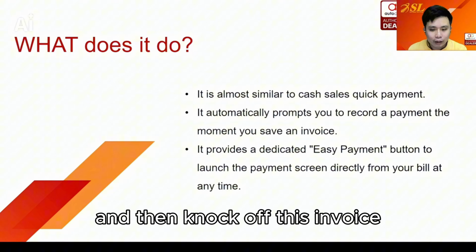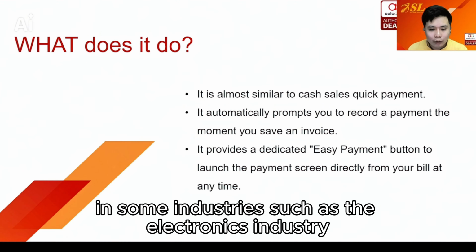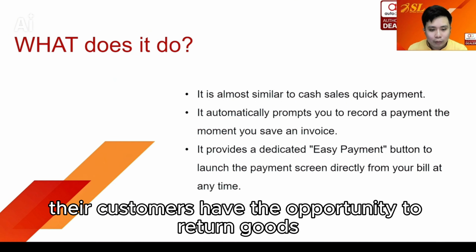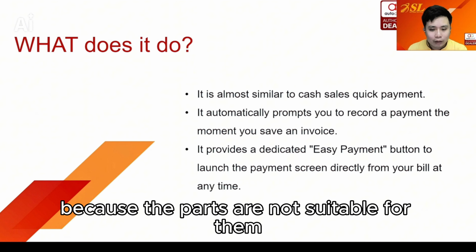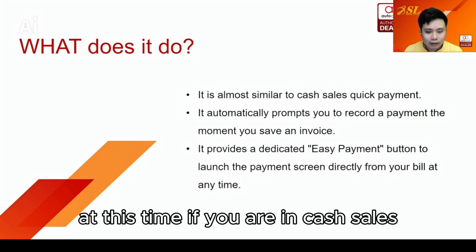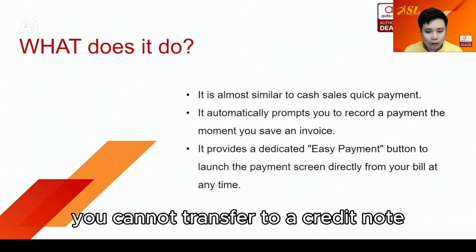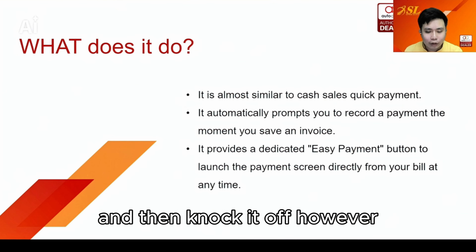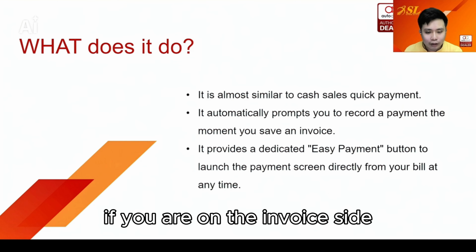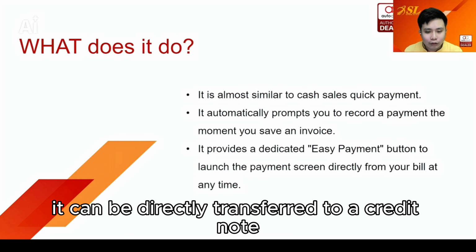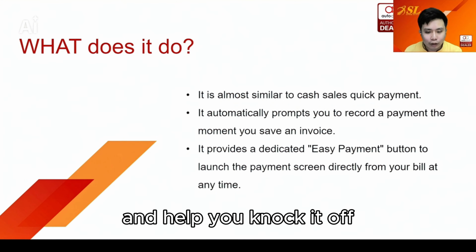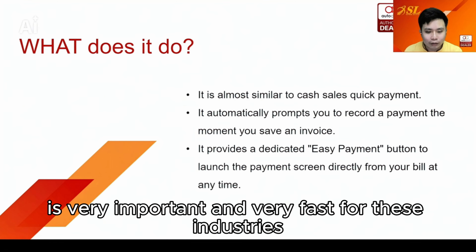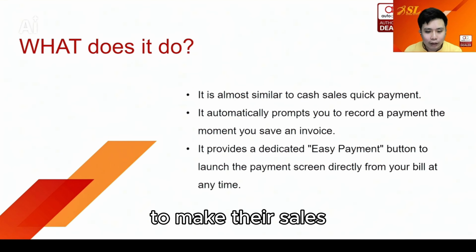In some industries, such as the electronics industry where they sell LCDs or cables, their customers have the opportunity to return goods because the parts are not suitable for them. At this time, if you are in cash sales, you cannot transfer to a credit note, so you have to manually create a credit note and then knock it off. However, if you're on the invoice side, it can be directly transferred to a credit note and help you knock it off at the same time. Therefore, this easy payment is very important and very fast for these industries to make their sales.